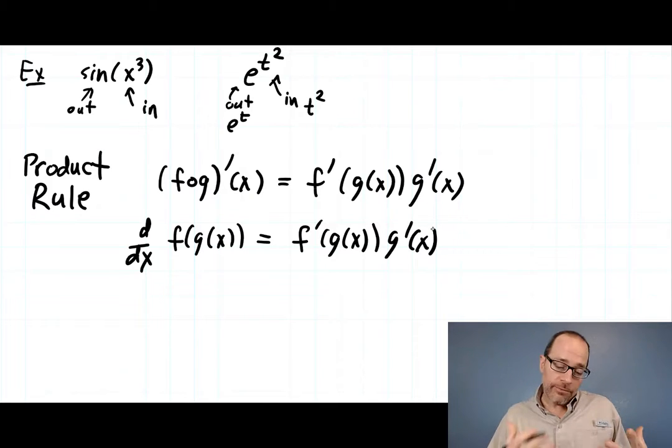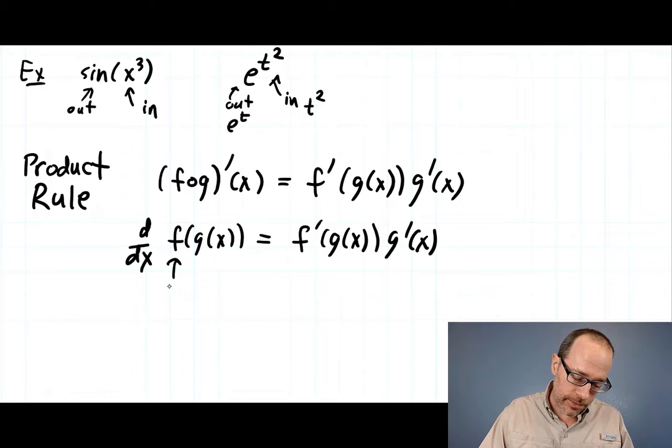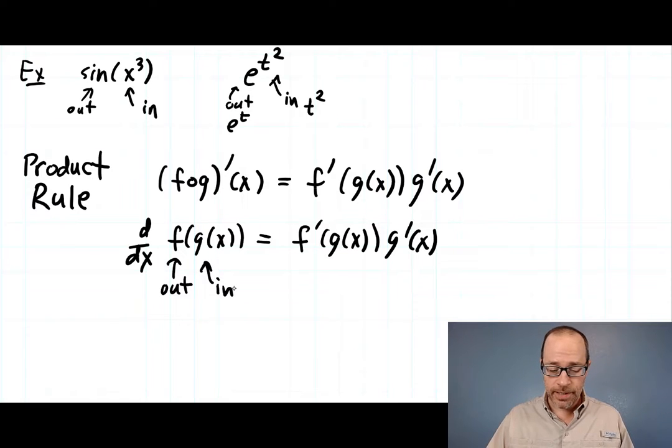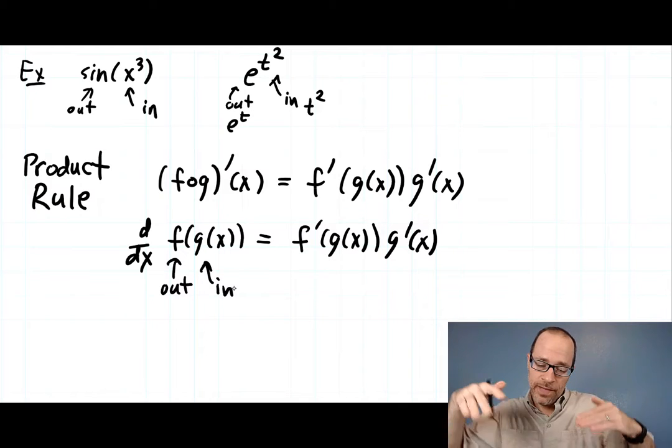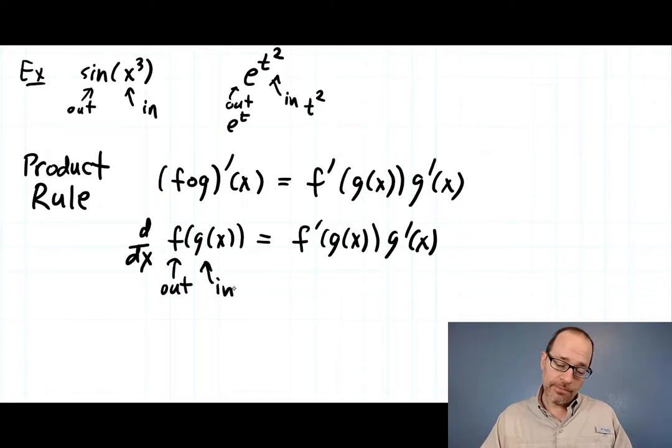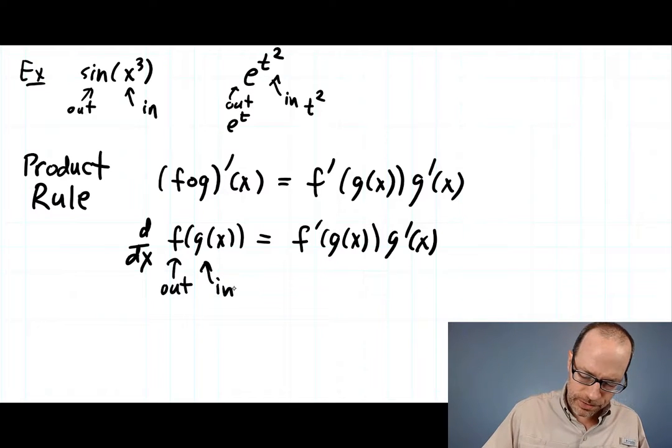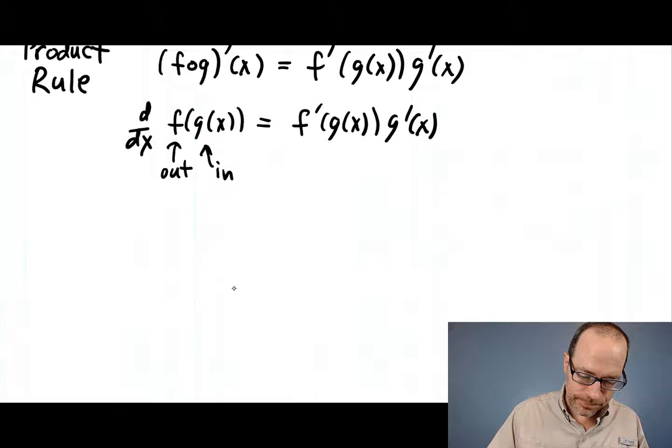So people have this mantra, they say, the derivative of the outside part evaluated at the inside part, that composition, it's the derivative of the outside, f prime. So you take the derivative and then plug in the inside times the derivative of the inside. Okay? So again, the derivative of f composed with g is the derivative of the outside, plug in the inside, and then multiply by the derivative of the inside. All right, let's do a couple examples here.